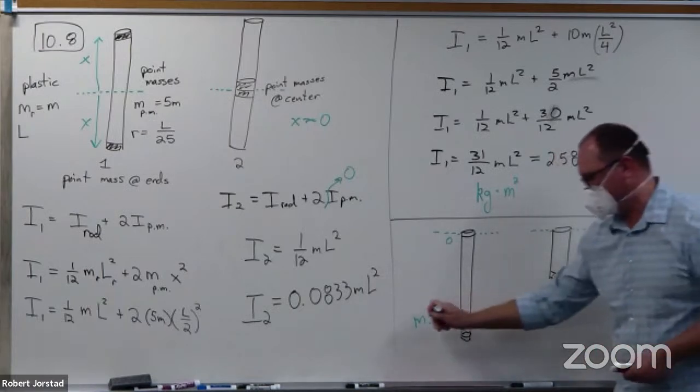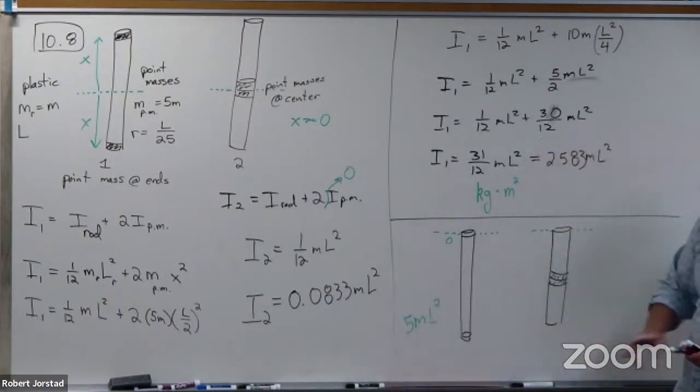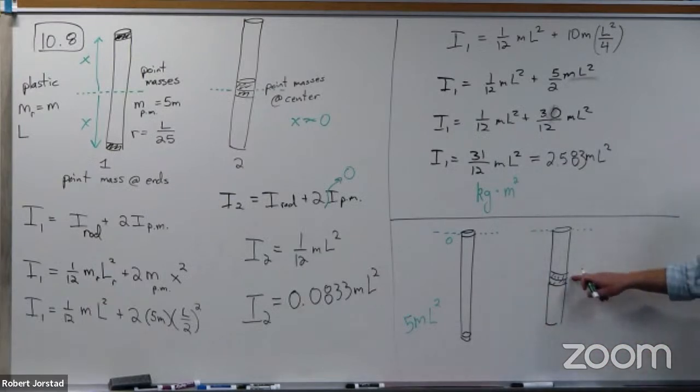Oh wait, it was 5mL squared, wasn't it? Because those point masses were 5m, right? What's this mass? 10m. What's the distance? L squared over 2. No, L over 2 quantity squared. Do you see the subtle difference? What happens? 2 divided by 10. That's the same. You get 2 of them, right?